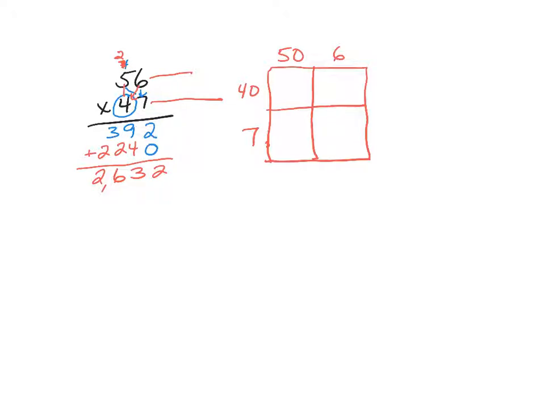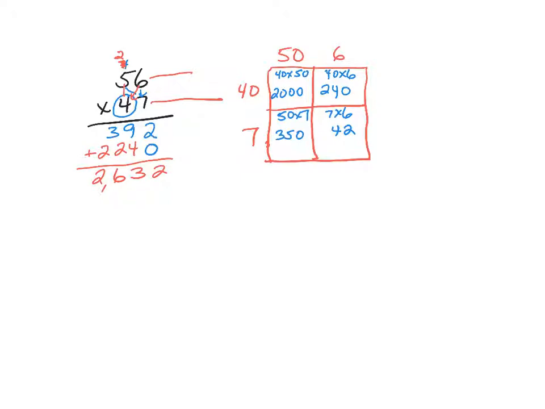When I go through and do this, the very first box here is going to be whatever that 40 times 50 is. Well, 40 times 50, 4 times 5 is 20. I have 2 zeros, so that's equal to 2,000. For the upper right-hand box, it's going to be 40 times 6. 4 times 6 gives me 24. I'm going to add 1 zero. For the bottom left-hand box, it's going to be 50 times 7. 5 times 7 is 35, and add a 0. And for the bottom right-hand box, it's just going to be 7 times 6, which gives me 42.